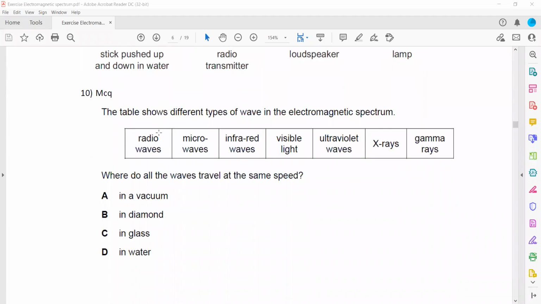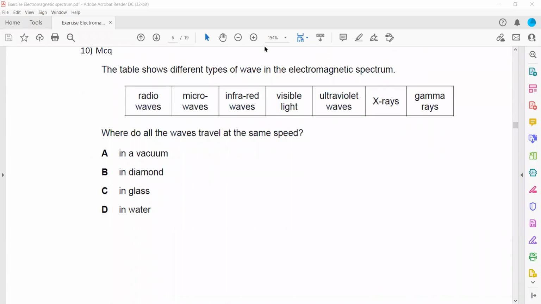The table shows different types of waves in the electromagnetic spectrum. Where do all the waves travel at the same speed? They all travel at the same speed in a vacuum, which is 3 exponent 8, or 300 million meters per second.